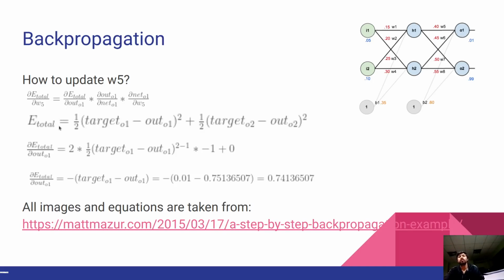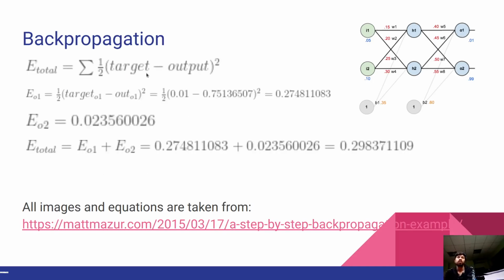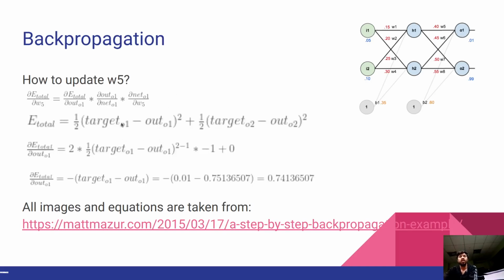Okay. So E total value, I think I have shown in the previous slide. This is the E total, half into target minus output, whole square. We have two targets here and two outputs. So target O1 minus out O1 whole square, plus target O2 minus out O2 whole square. So this is the E total value.